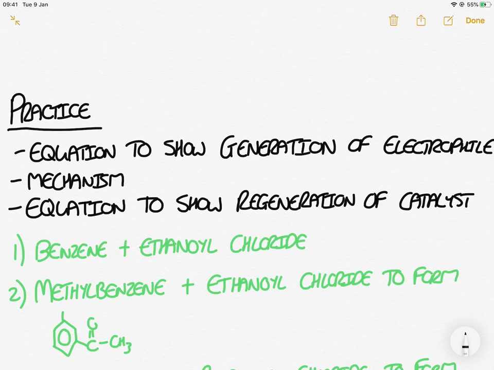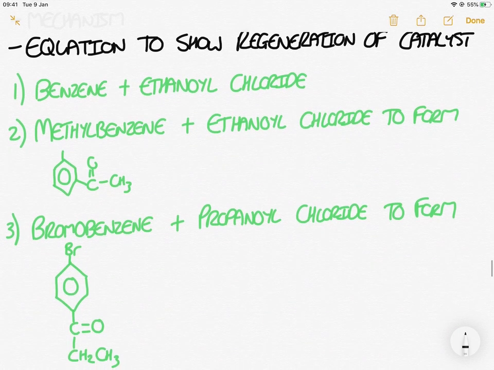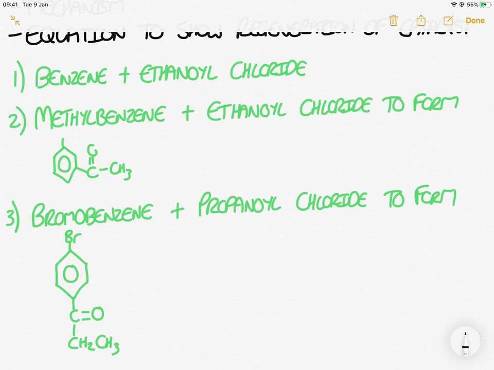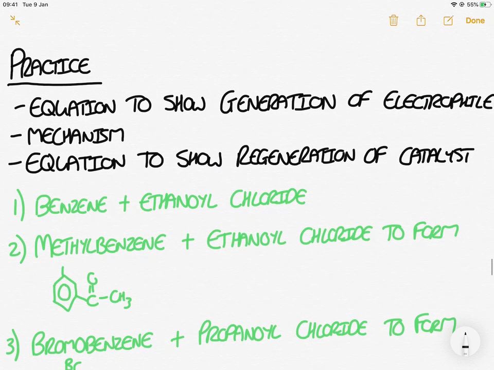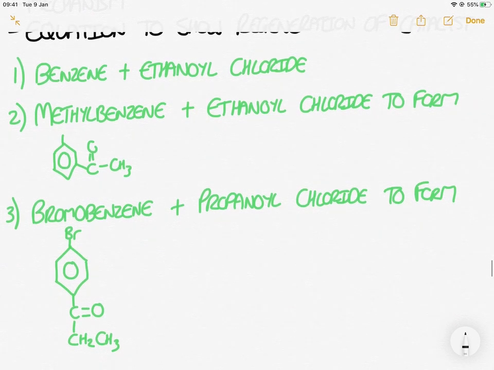Then methylbenzene plus ethanoyl chloride to form this thing. I've drawn the picture rather than naming it because it just gets to the point where it's a bit silly. And then finally, bromobenzene plus propanoyl chloride to form this thing. So there's plenty to go at there. Three different acylations of aromatic rings. Remember, you need to do all three of those things for each of these examples. So once you've had a go at that, we can have a look at the answers.